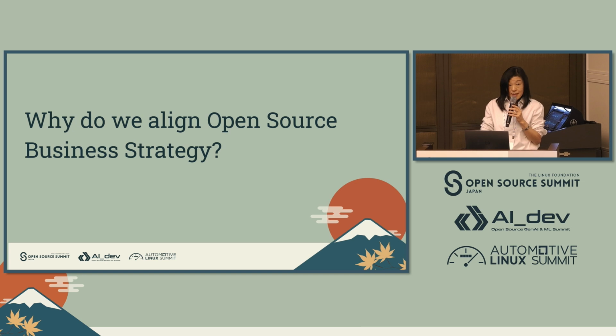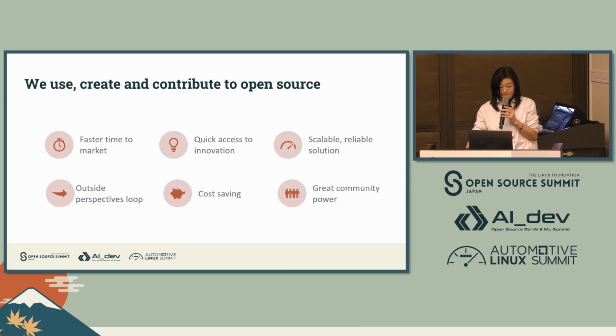So let's get started. Why do we align open source business strategy to maximize business value? Many companies that use open source understand its business value: speed, efficiency, flexibility, and many other advantages. But it is important to remember that the full potential of open source is best realized when technology is paired with successful community engagement, along with an effective business strategy.